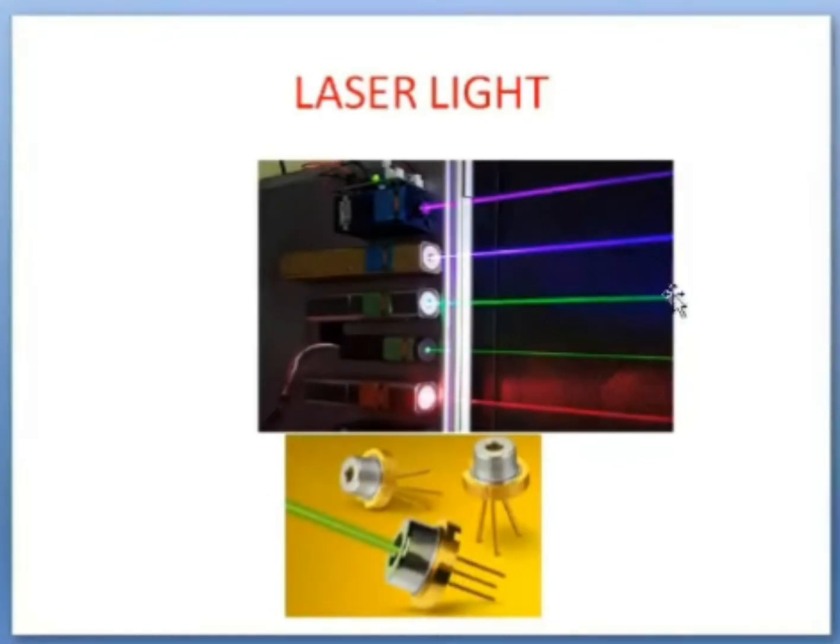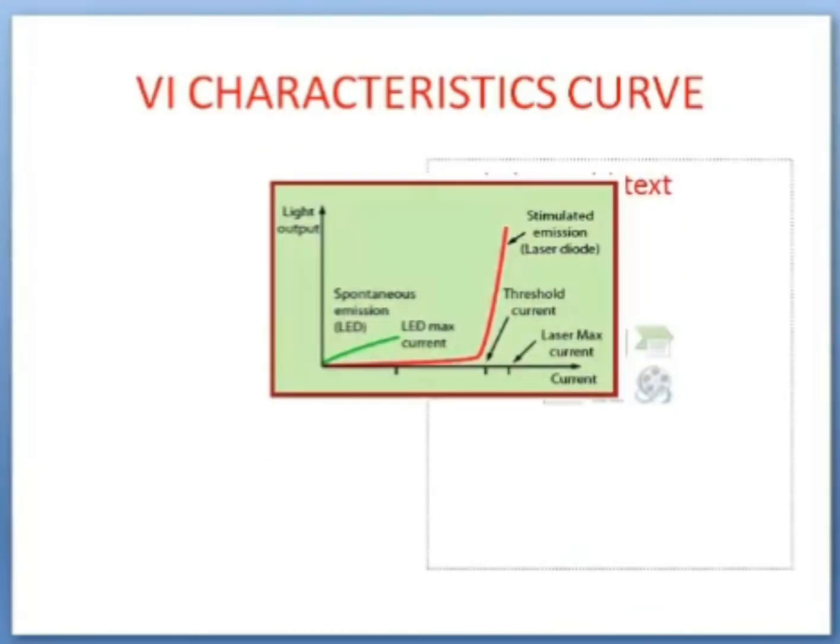This is the laser. This is the device, sorry, the laser. Based on the materials you use, you will have red color, green color, dark green, or purple, different purple shadings and all. Understood? So the next one is the VI characteristics of it.